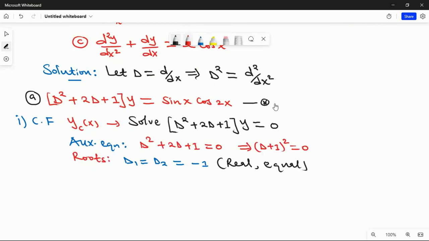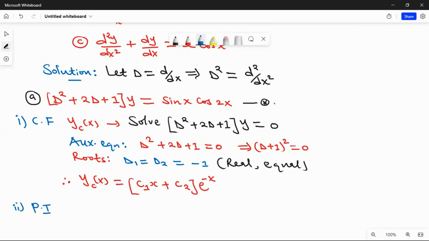So how do we write our solution when the roots are real and equal? You can just say here that therefore y subscript c of x is equal to a constant c1 times x plus another constant c2. This should multiply exponential negative x. So that's the complementary function. Let's find the particular integral, the second solution.